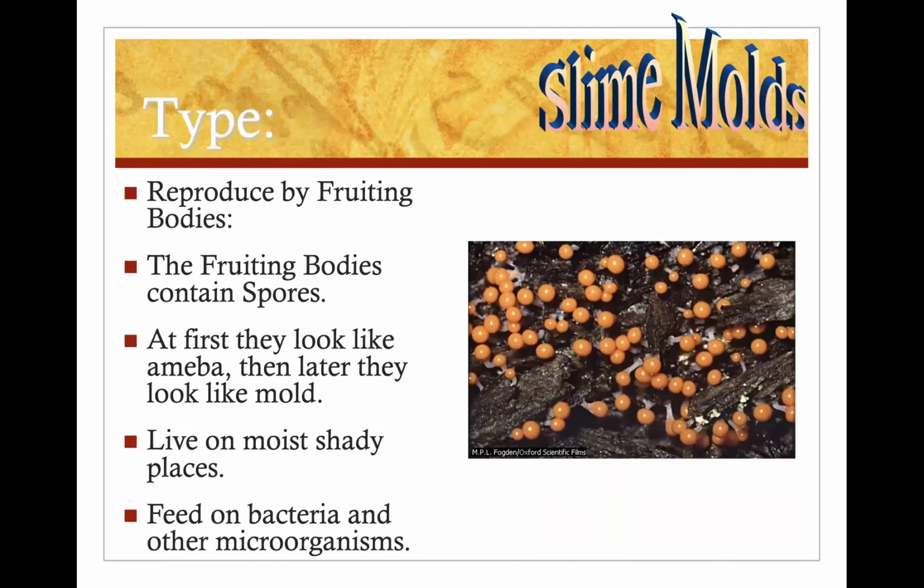So slime molds, these organisms reproduce by fruiting bodies. These fruiting bodies contain spores. If you take a quick look at them, they might look like an amoeba, but later on we'll see that they are molds. They typically live in moist, shady places. They typically feed on bacteria and other microorganisms. So these are our slime molds. These are our fungus-like protists.